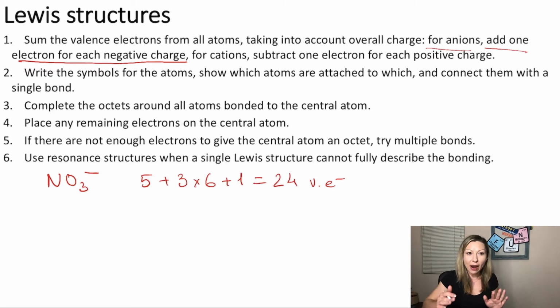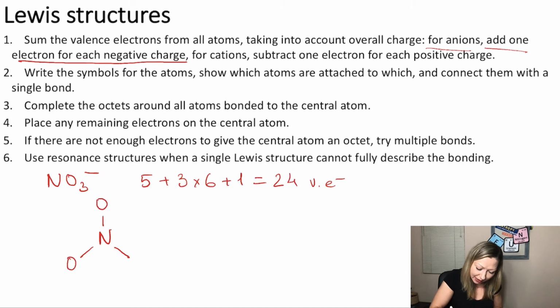All right, now let's figure out which one is the central atom. Nitrogen, right? So I'm going to put the nitrogen atom in the center, and then I'm going to use 3 bonds to connect the single nitrogen atom to the 3 oxygen atoms. So in 3 bonds, I used up 6 valence electrons, right? So I still have 18 valence electrons.